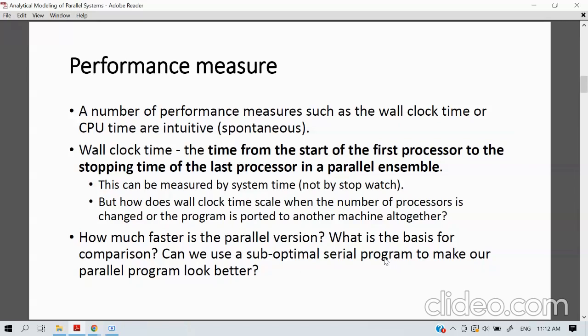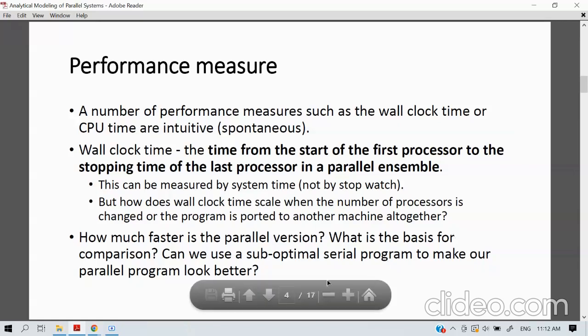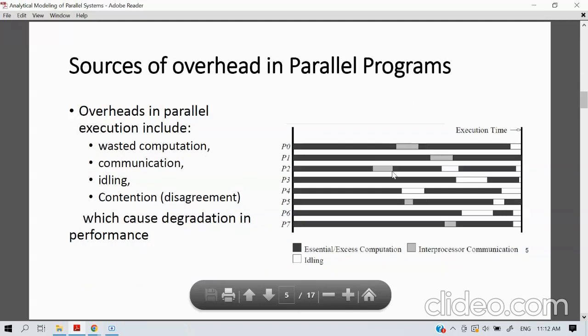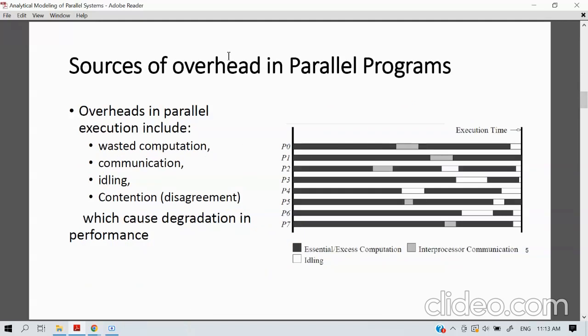So there are many performance measures being introduced. All of the performance measures that we will look at shortly will answer these questions. Okay, so first of all, let's look at the sources of the overhead.